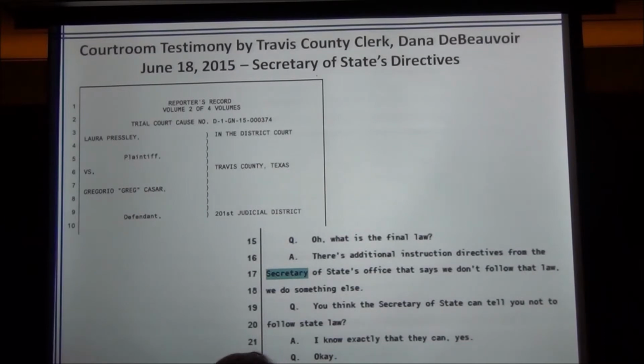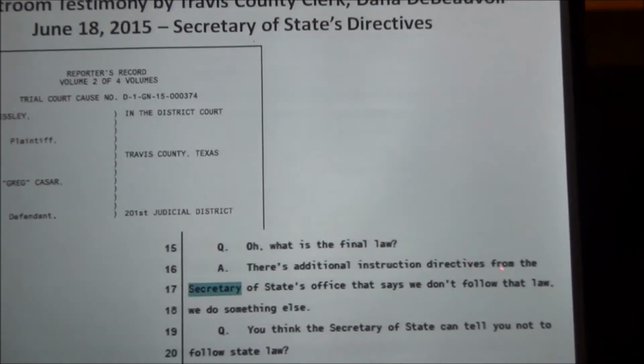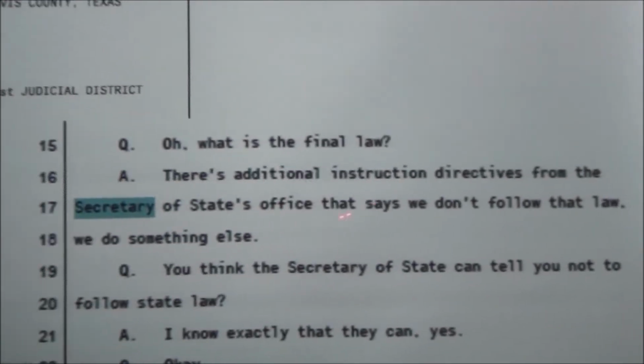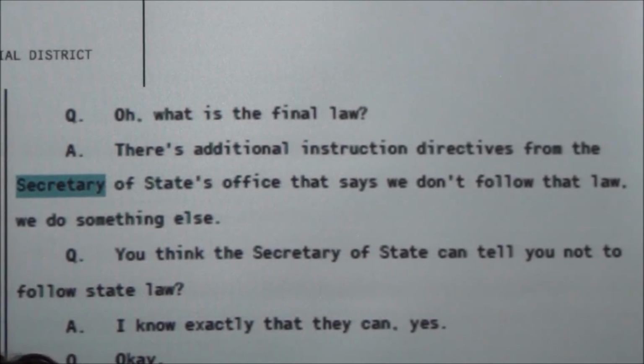So we put the county clerk on the witness stand. This was at a hearing. And my lawyer's really good. He asks, why are you not following the law? And she says, well, that's not the final law. What? And my lawyer asked her, well, what's the final law? This is Dana Debevoise, the county clerk in Travis County. She said, there are additional instructive directives from the Secretary of State's office that say we don't follow that law. We do something else.